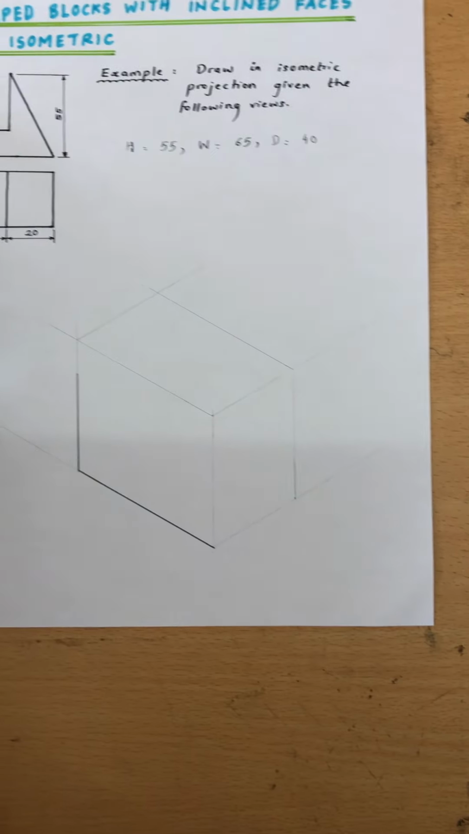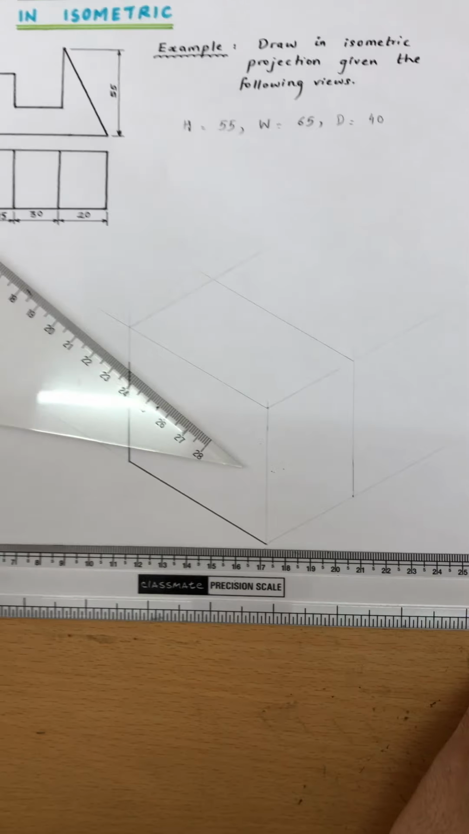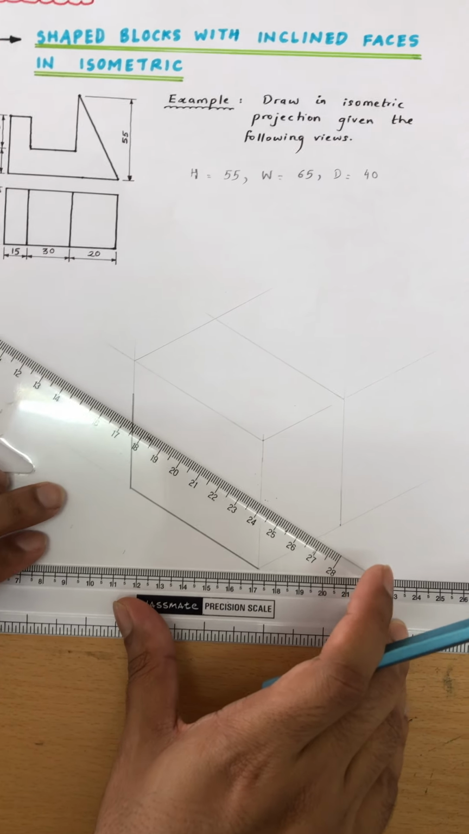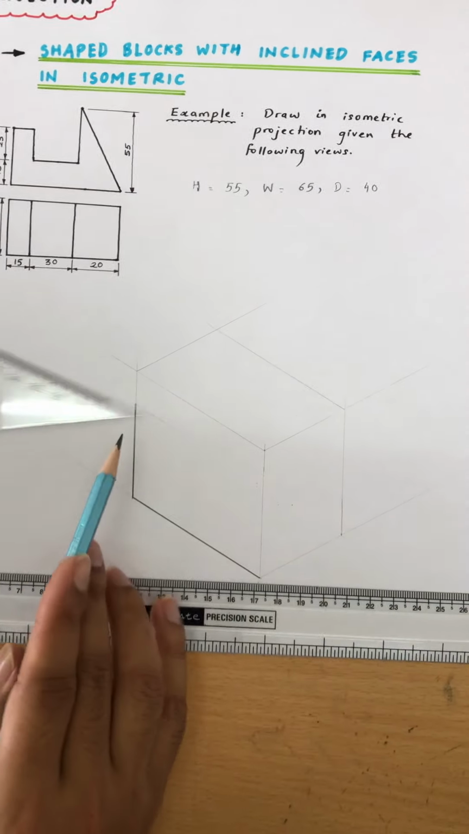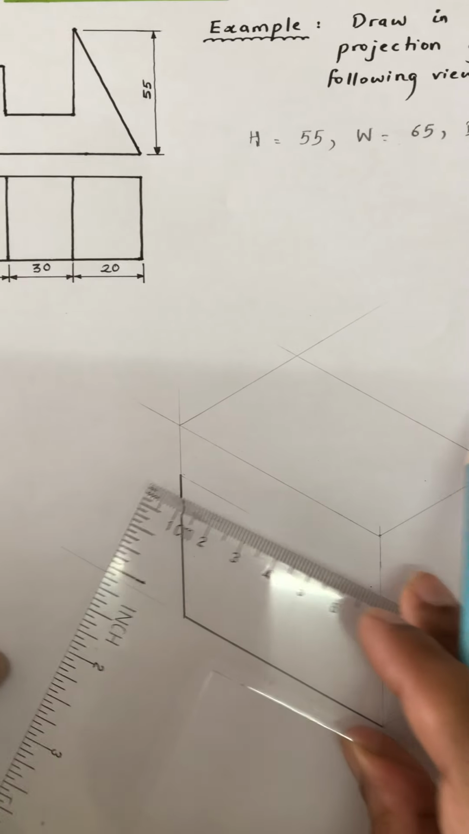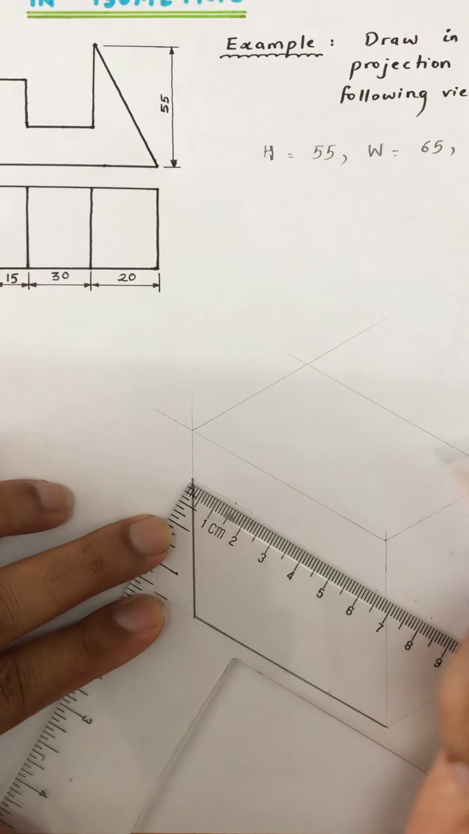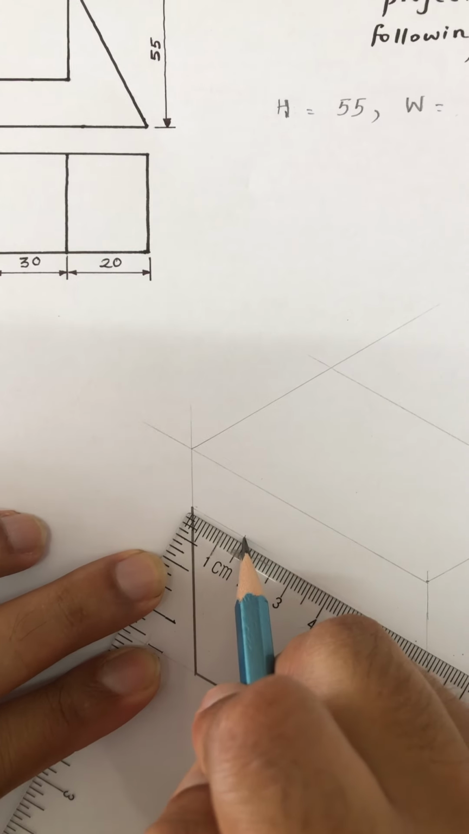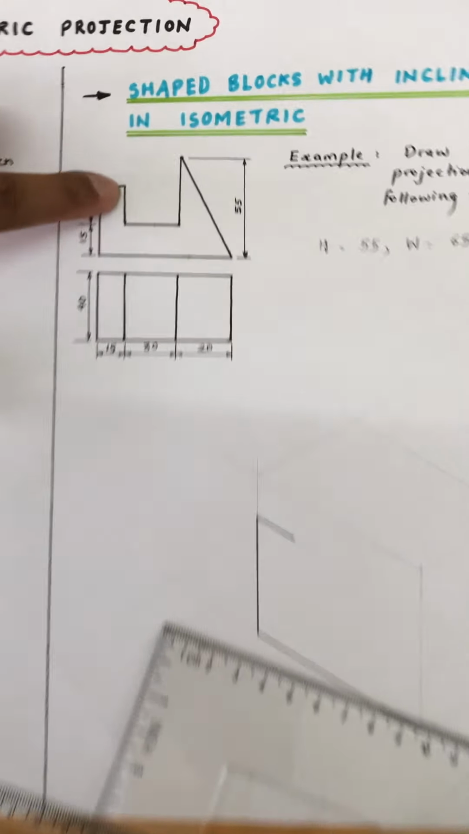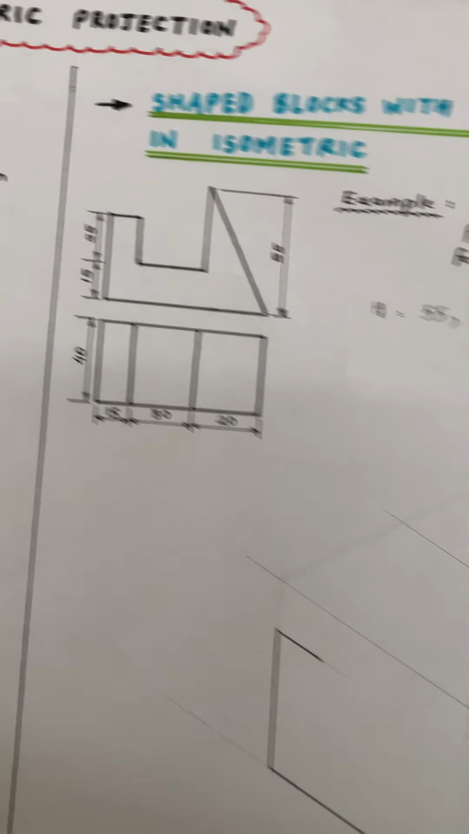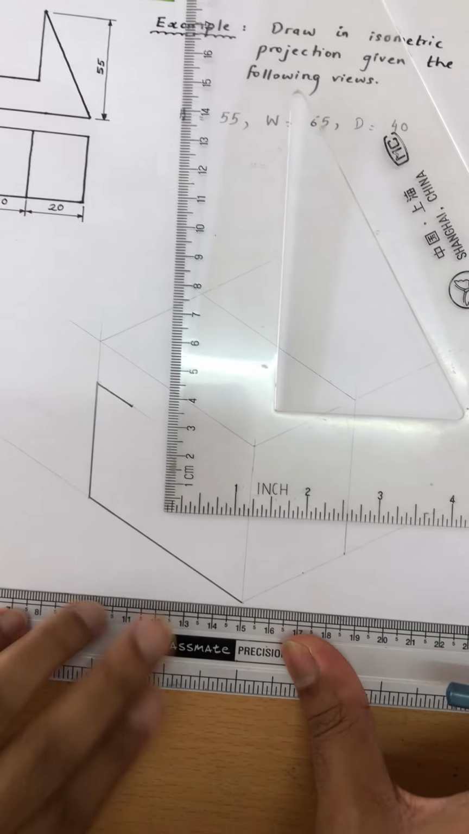And then we have a small dimension here, which is 15. So I have to draw a small line from this point. And this small dimension has to be 15, that is 1.5 centimeters here. So I draw this part. And then you will notice this line goes down by 25. So we have to go down by 25 now from this line.